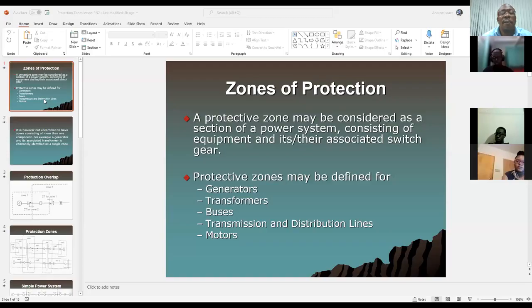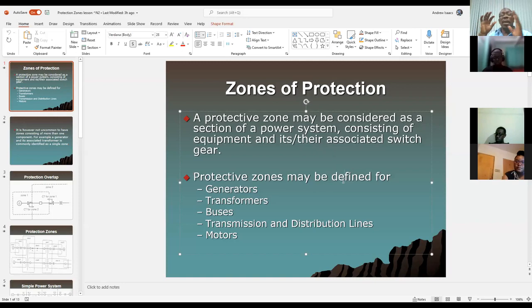Okay, so we're going to be talking about zones of protection, all right? So when we talk about a zone, and I believe I had introduced it before, right? Good. So we're talking about a piece of equipment along with its switch gear.